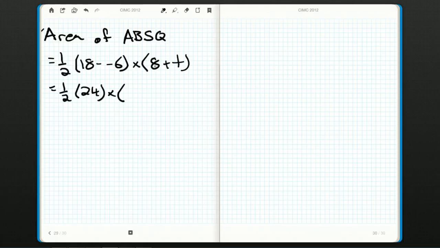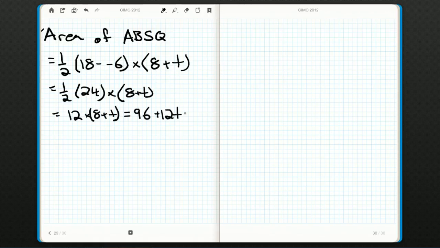So where did these guys come from? Well, this is AQ and this is BS, those lengths. So the sum of the lengths of the parallel lines. That's going to be 12 times 8 plus T, that should be in brackets. So that's 96 plus 12T. Okay, that's great.